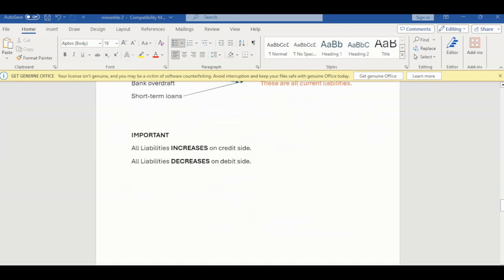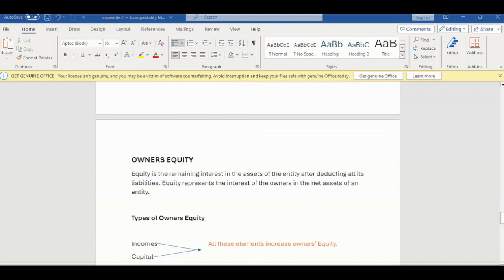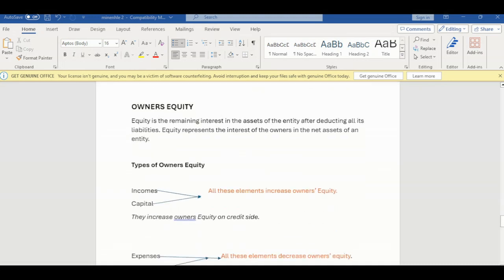Okay, move on. Now they tell us that all liabilities increase on a credit side but decrease on a debit side. So it's unlike assets. Now my liabilities also increase on the credit side but decrease on a debit side. Okay, moving on. Let's look at owner's equity.